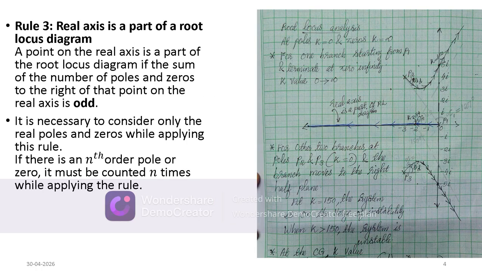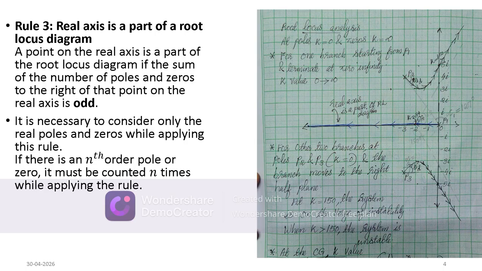Moving on to the rule number 3, the real axis as a part of a locus diagram. After marking the poles, we want to check whether the real axis is a part of a locus diagram. For checking this, I will consider a test point somewhere on the real axis. Suppose I am considering a test point here. To the right of the test point, count the number of poles and zeros and take the sum.